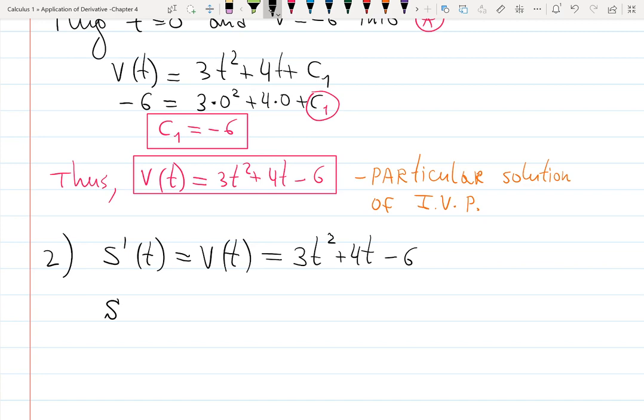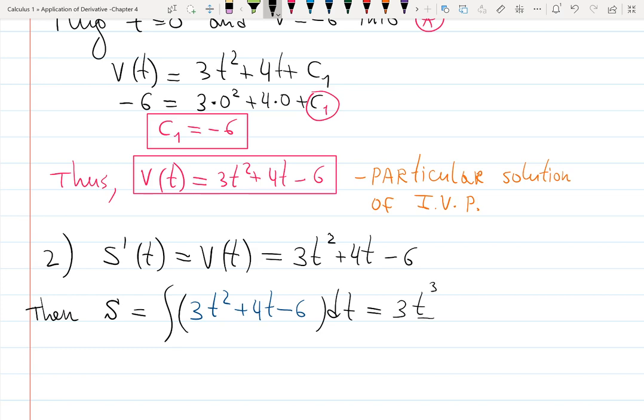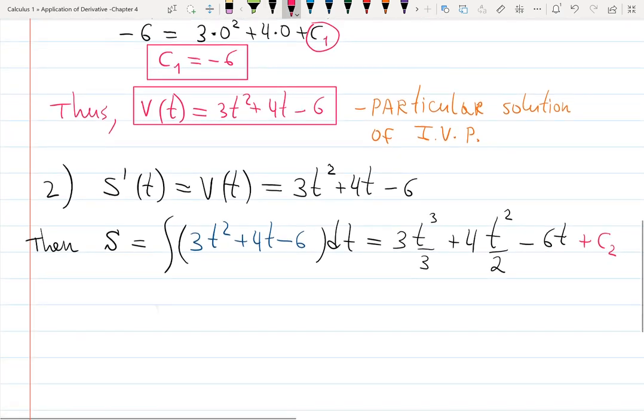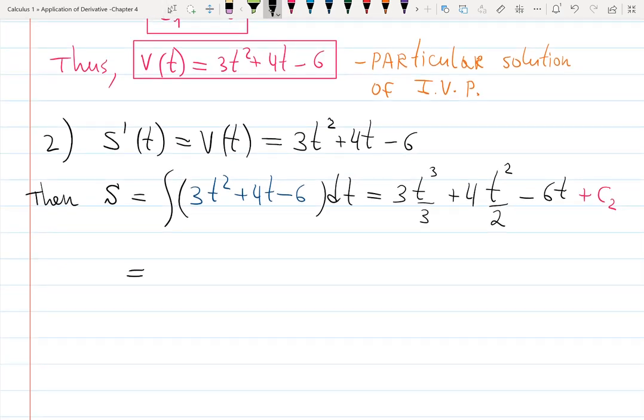Anyway. Then s will be an integral one more time, but now of the different function. 3t squared plus 4t minus 6. What should be at the end? Right, dt. Integrating 3t squared, it gives you 3t cubed over 3, or you can just remember it's t cubed, plus 4t gives you 4t squared over 2 minus 6t, and now I have plus c2. That's a new constant.